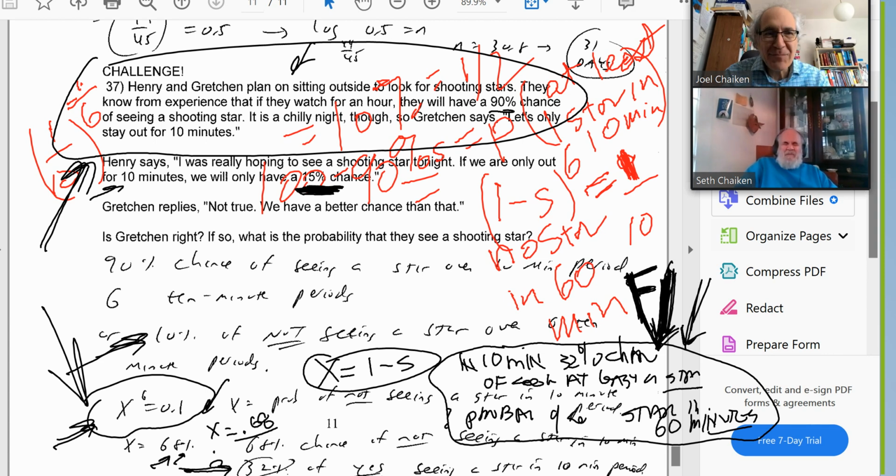We're really getting much too far into all this, but it's called an iterative method. So this is exactly what you're saying. If you're puzzled by a problem like this, this is actually a good strategy. Like this problem, what is the probability that you will see at least one star in 10 minutes?